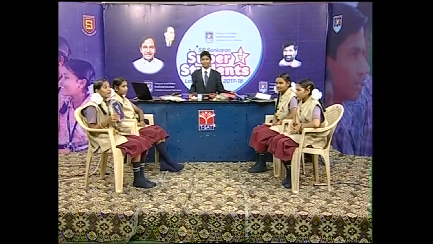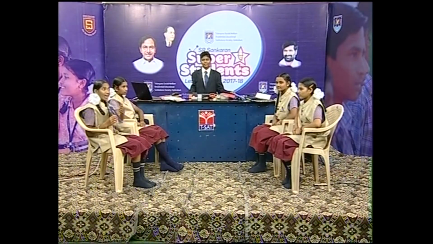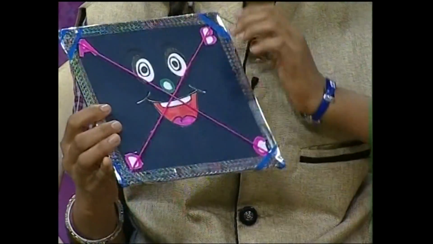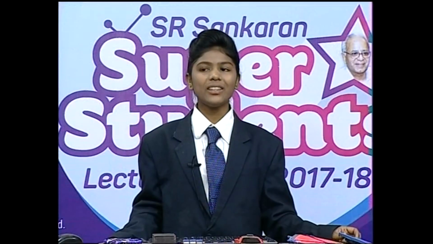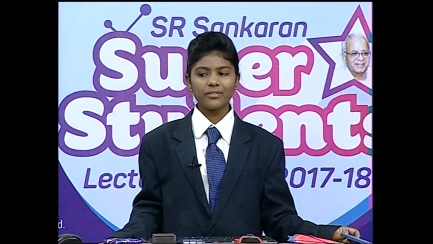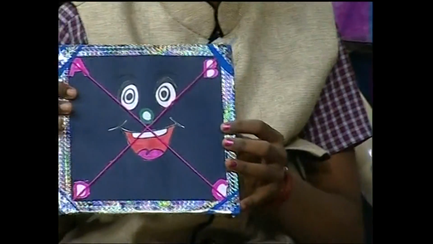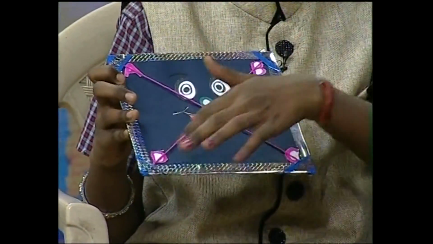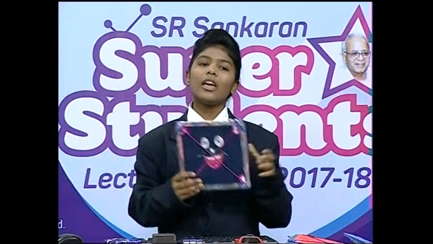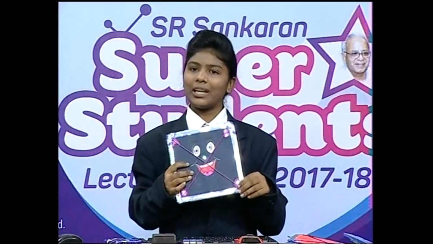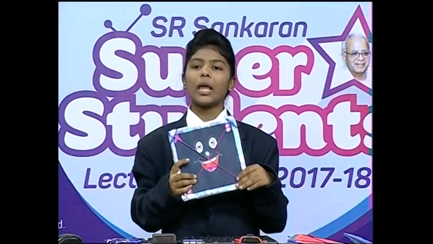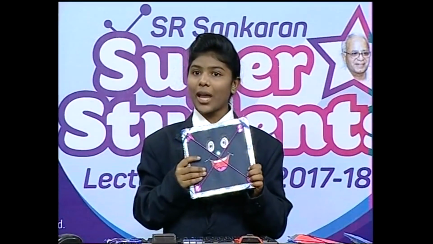And the third property of a square is, in this square, diagonals are equal. Diagonal AC is equal to diagonal BD. Absolutely right, Priya. The fourth property of a square: in this square, the diagonals bisect each other. Here, OA is equal to OC and OB is equal to OD. Very good, Gayasri. So, they already told us about the properties of a square. Okay, let us briefly explain the properties of a square.